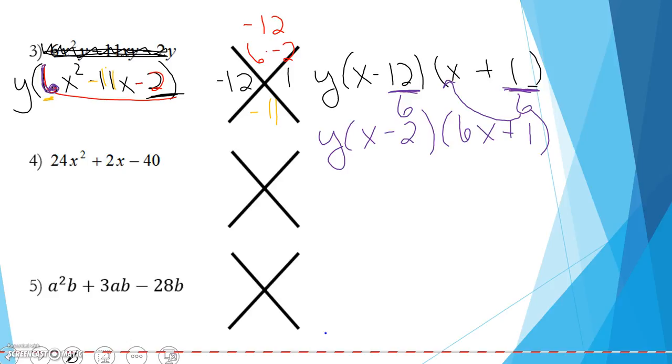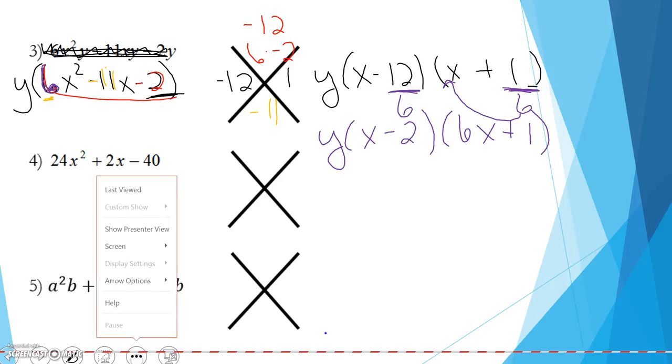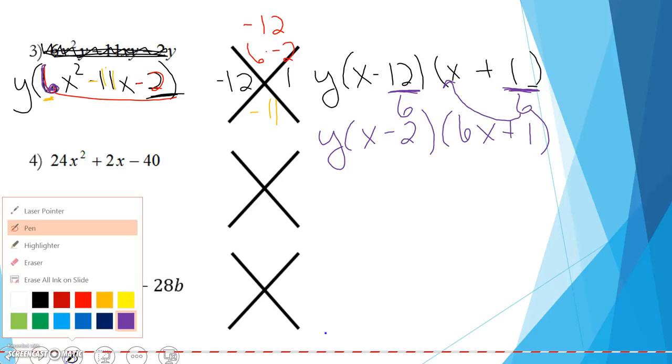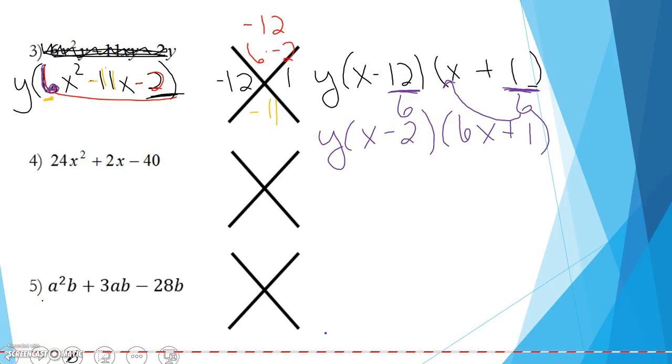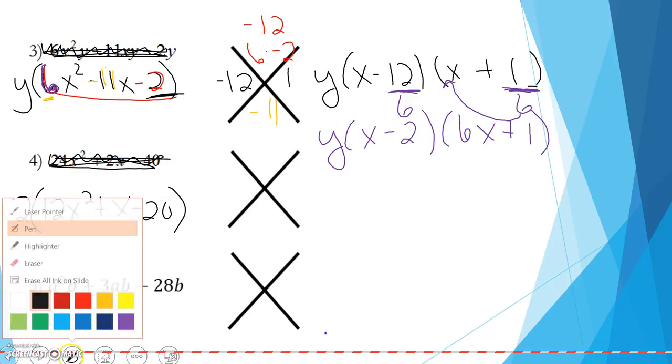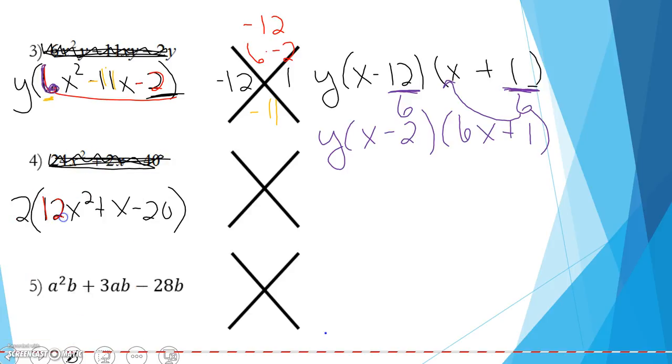All right, let's do another one. This next one also has a GCF of 2. I'm left with 12x squared plus x minus 20. I forget about the original problem. I multiply the first number times the last number, so 12 times negative 20. You'll probably have to use your calculator for that one. That's negative 240.